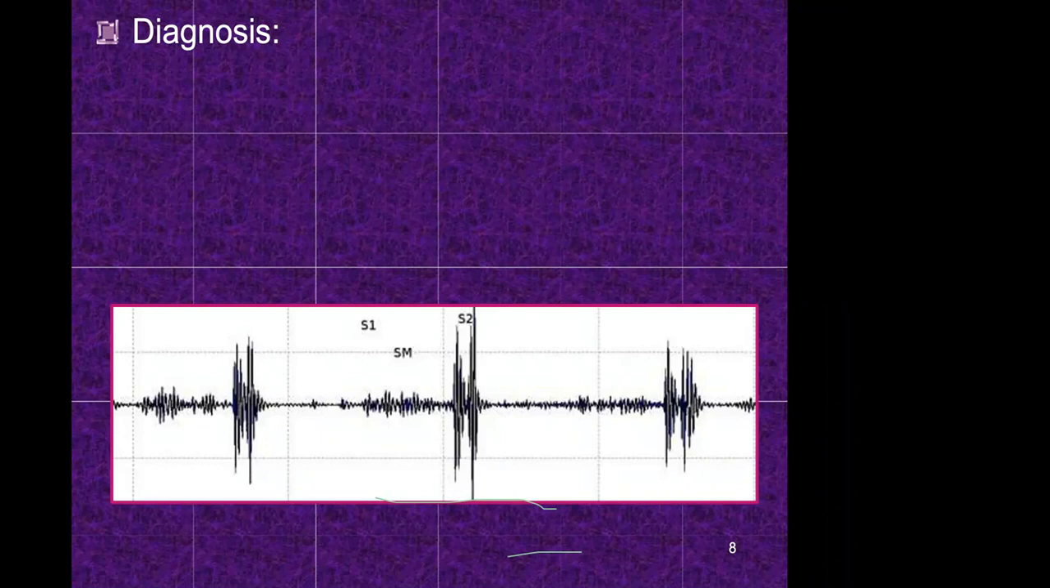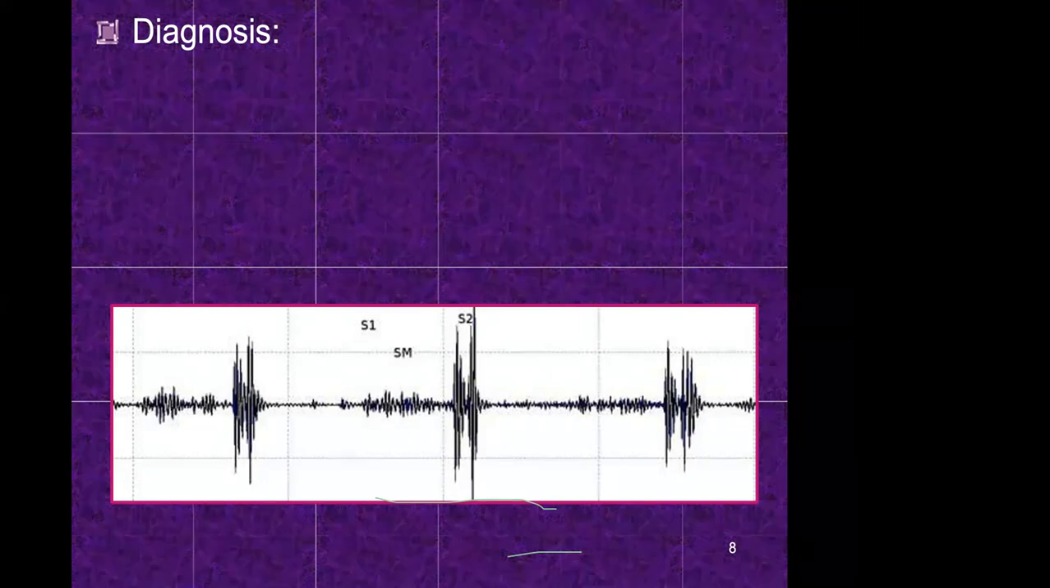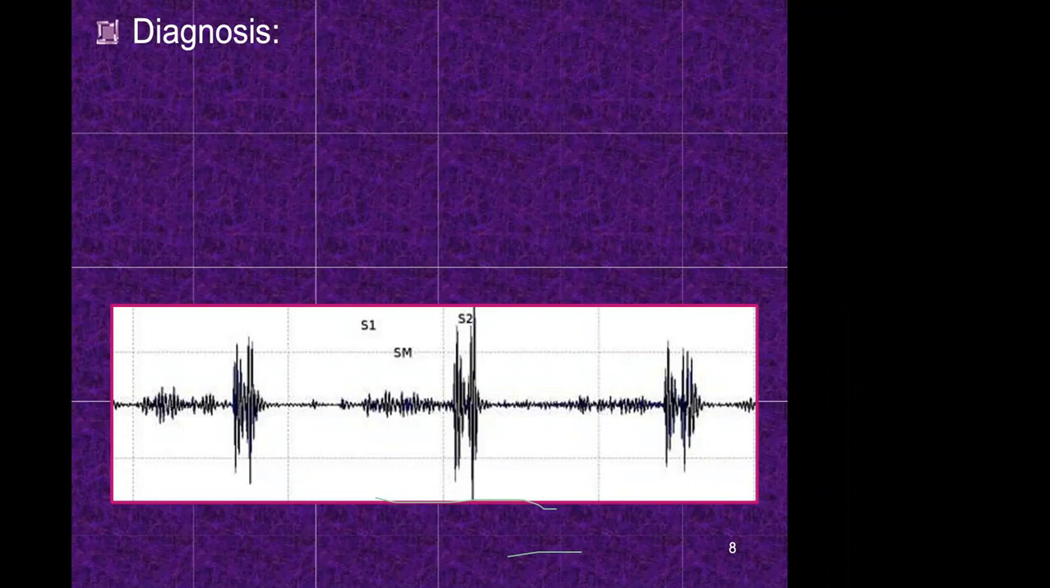S2 is widely split and fixed with accentuation of the P2. And what is the type of murmur you can hear? It is called an ejection systolic murmur, right? So S1 is normal, S2 is wide and fixed split with P2 accentuated. What are the expected findings on a chest X-ray of a patient like this?